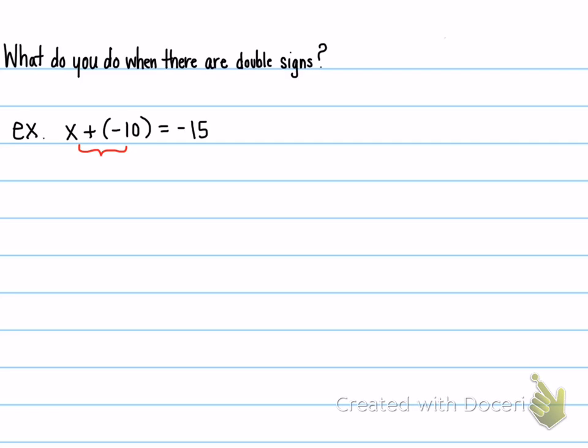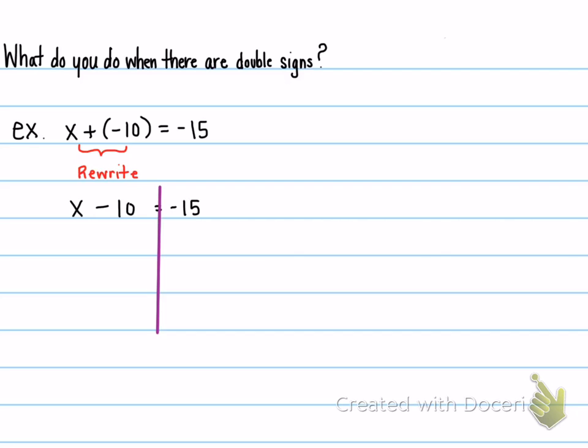We have to remember in this case that if you have plus a negative, that means that you have changed a minus to addition and taken the opposite. So what you're going to do is rewrite this problem so it doesn't have a double sign. So instead of having x plus -10, it's going to be x minus 10 equals -15. We know we can do that because we know minus is plus a negative, and that's what it was changed to. Now we're dealing with a basic one-step equation.